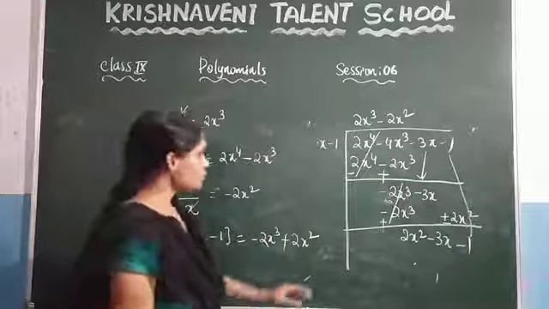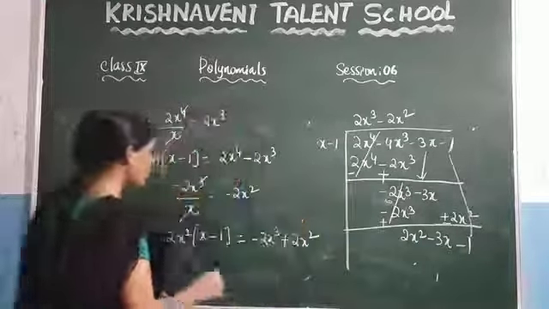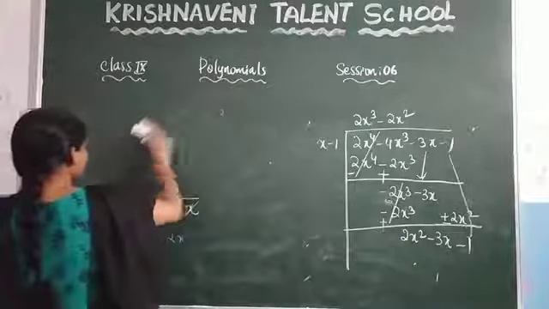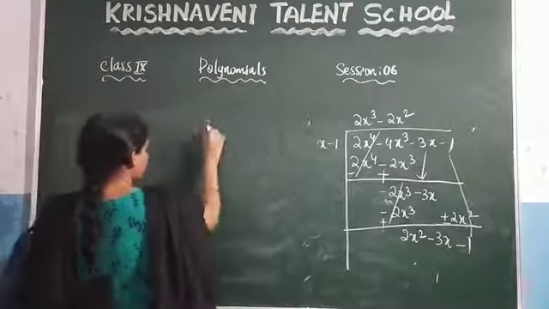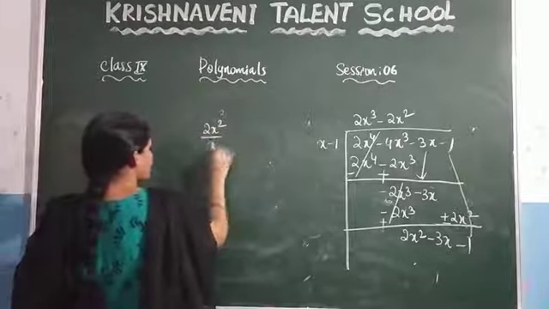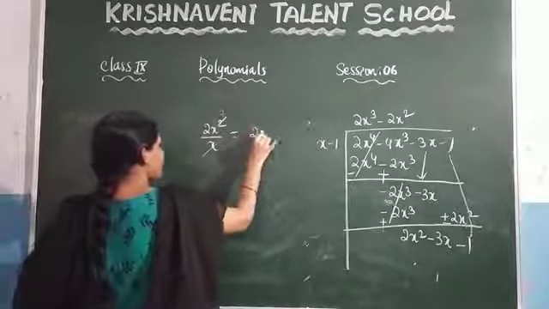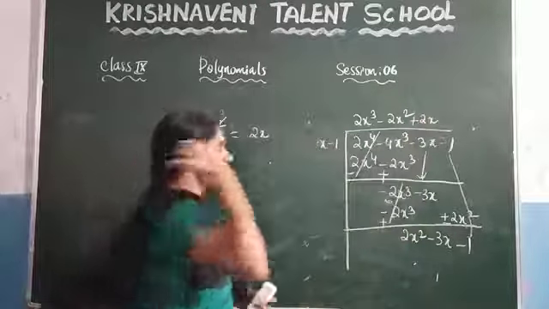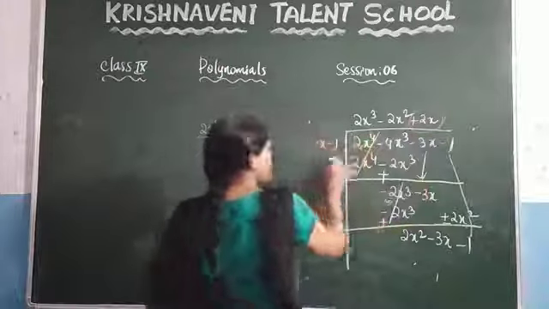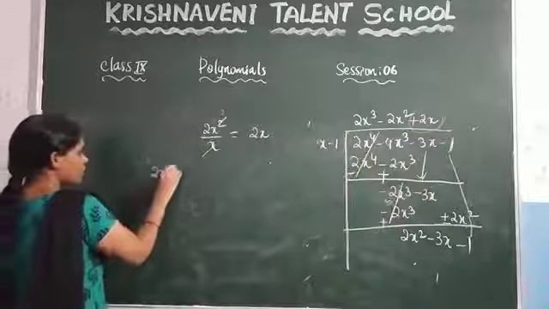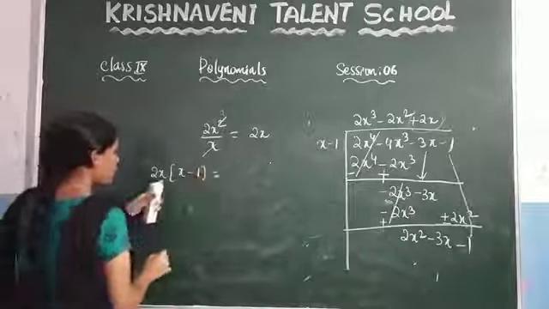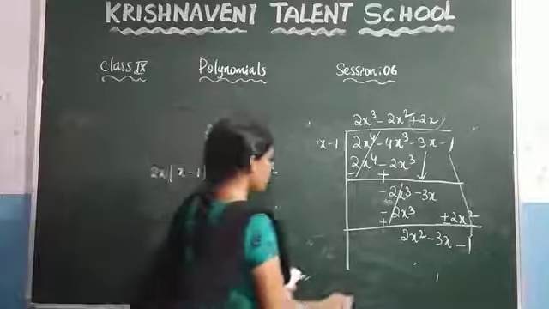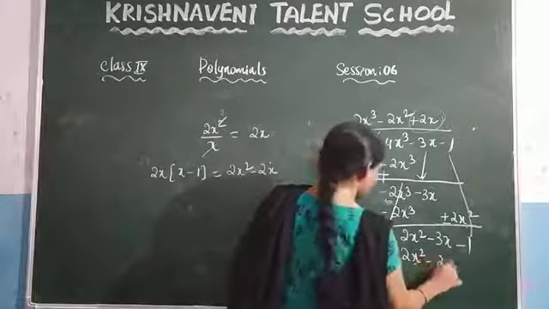Now what is the next step? You need to divide these two. So what you will get here? By x. So this one will get cancelled, you will get 2x. Now write this 2x here, plus 2x. So what is the next step? You need to multiply these two values. So write it here, 2x into x minus 1. 2x into x, which is 2x squared, minus 2x. Write this value here. So what you will get here? 2x squared minus 2x.